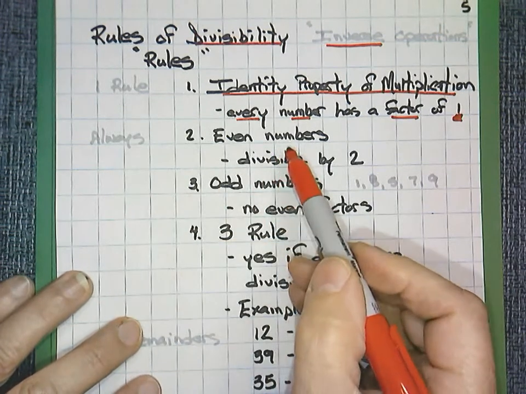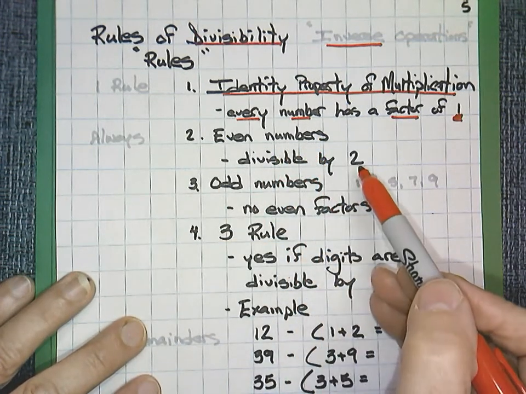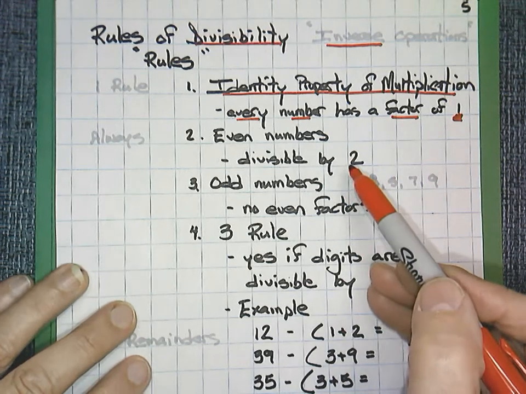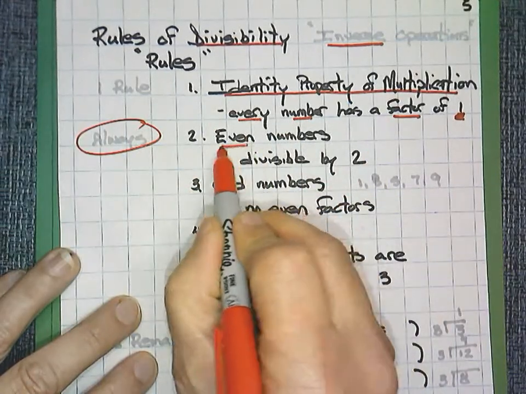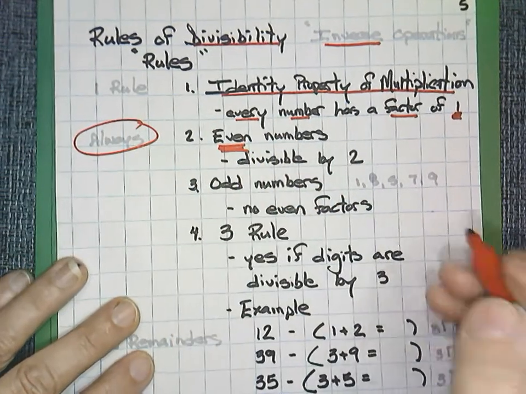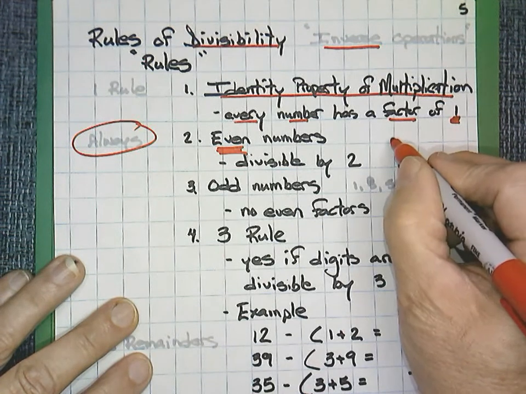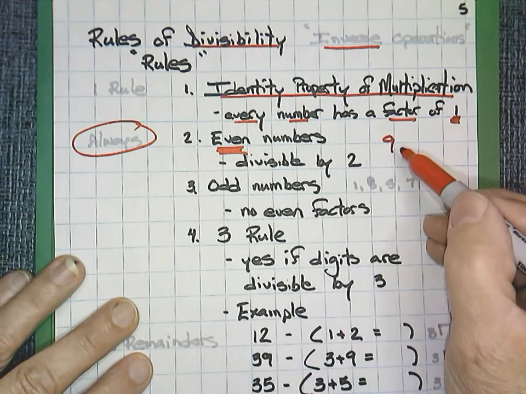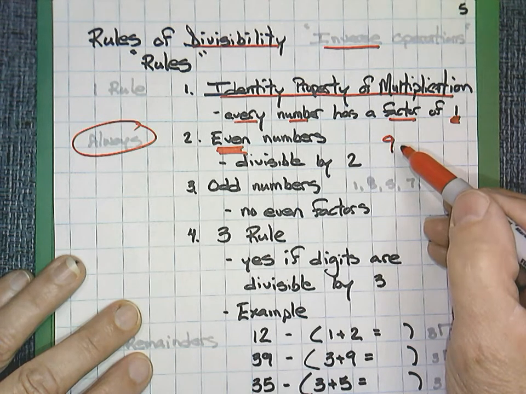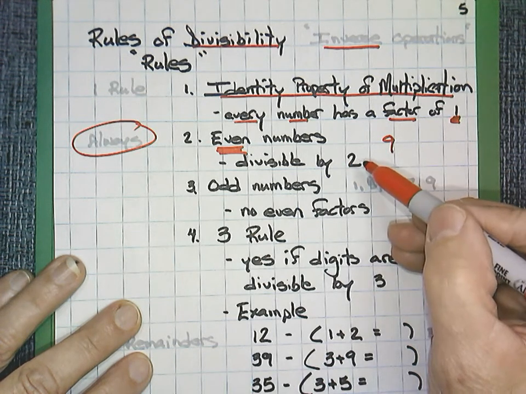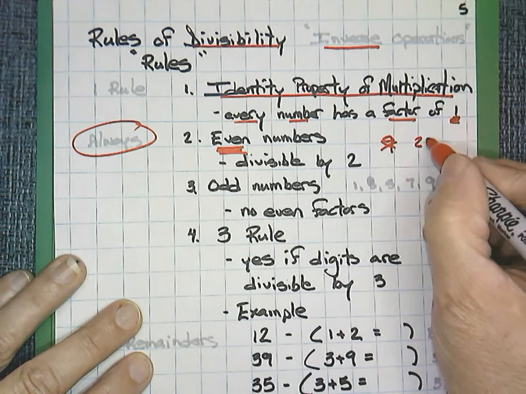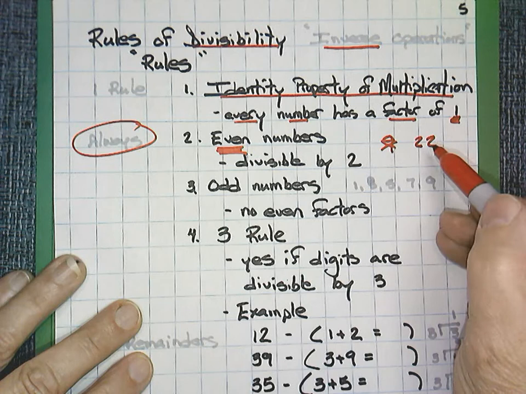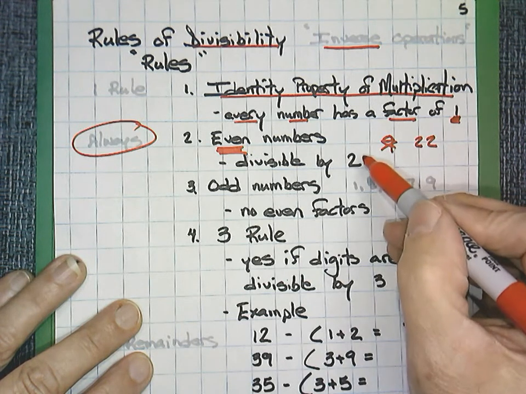Then the next rule would be even numbers. Always check 2 after you do your 1. And 2 will always be there if your number is even. So for example, if I have the number 9, well, 9 is an odd number. Therefore, it's impossible for it to have a factor of 2. But let's just say it's 22. I know that 22 is an even number. So when I'm doing my factoring, I know it will have a factor of 2.